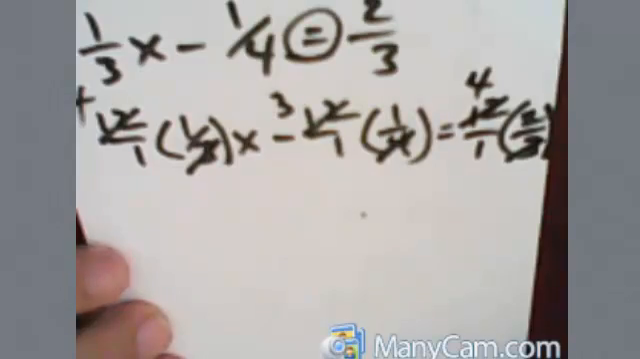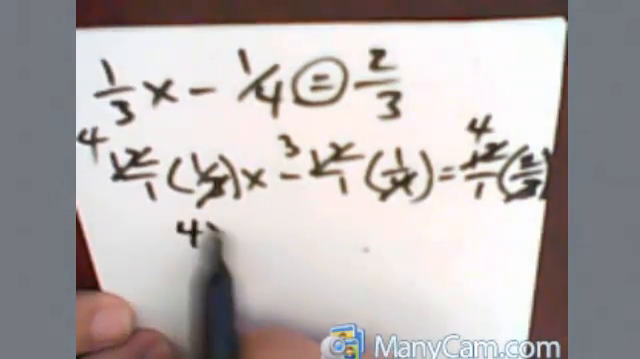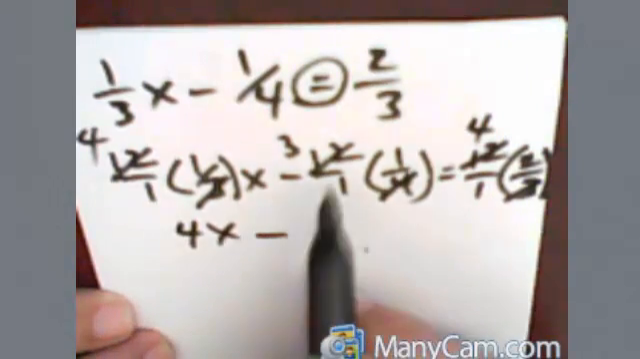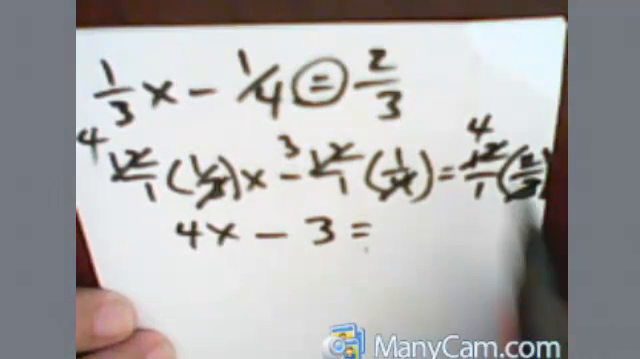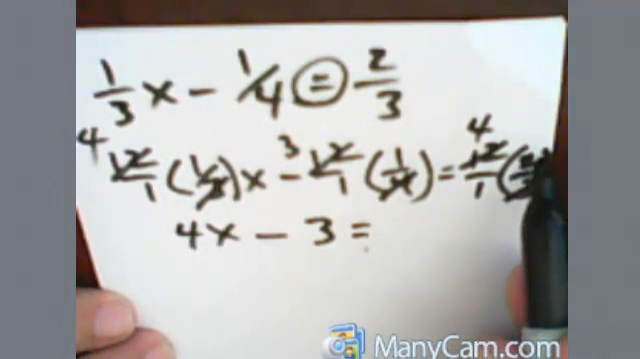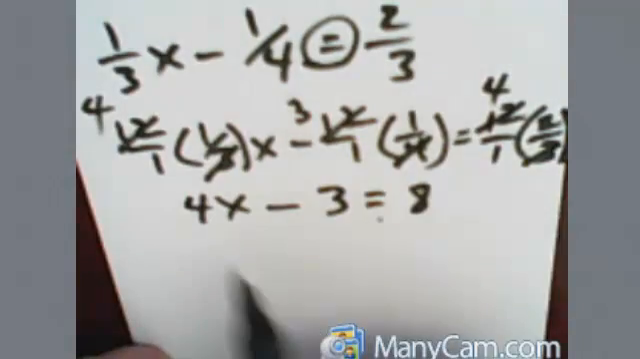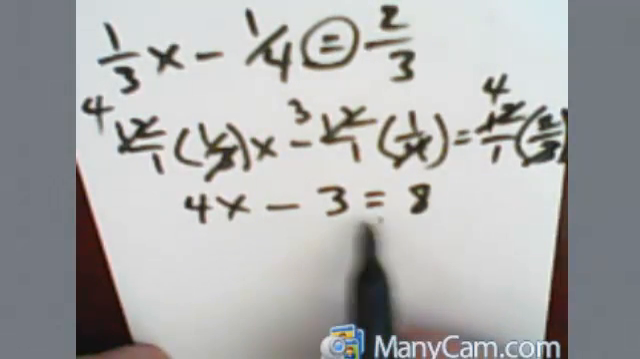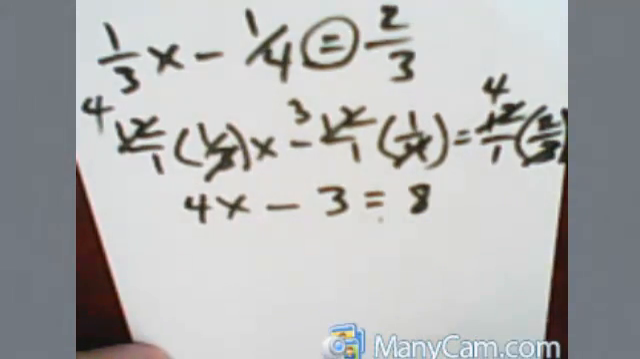So what I'm left with here is 4 times x minus 3 times 1, which is still 3, is equal to 4 times 2. Don't forget this 2 is still here. Now this, you'll see, 4x minus 3 equals 8, is much simpler than what we started out with, 1/3 x minus 1/4 is equal to 2 over 3. And they have the same value.